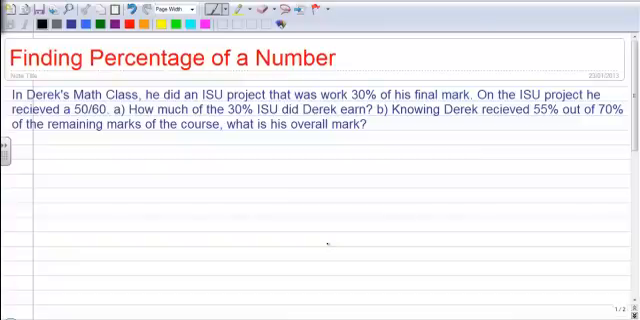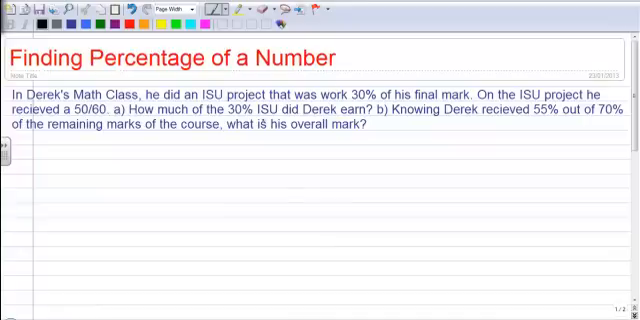Hi there. Today I'm going to be talking about finding the percentage of a number. When I was growing up, going through high school and university, all my friends always asked, how can you calculate what your mark is? So this example will talk about this.